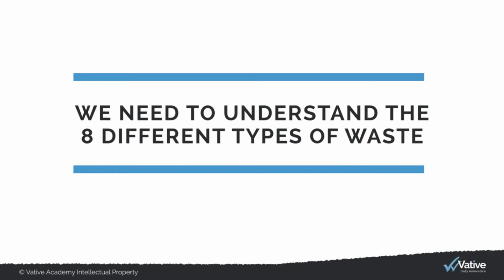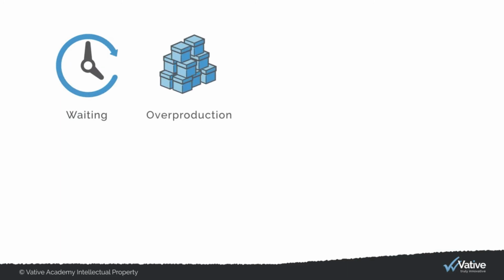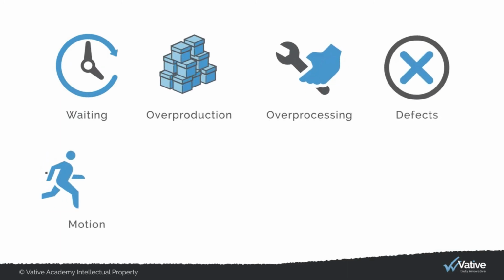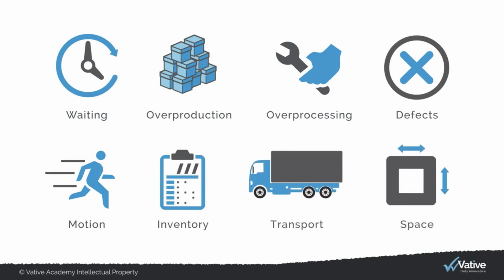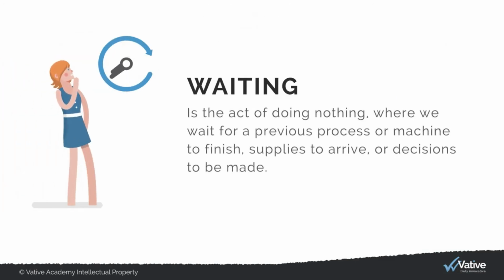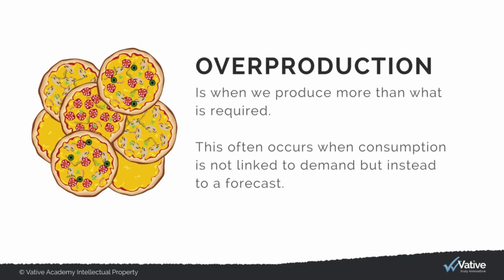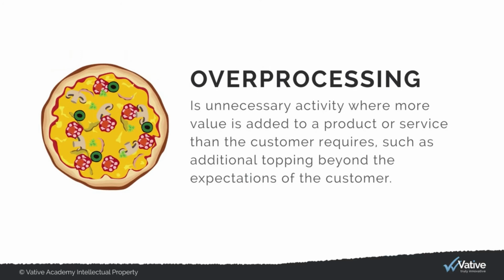To identify waste effectively, we need to understand the 8 different types of waste, which are waiting, overproduction, overprocessing, defects, motion, inventory, transport, and space. Waiting is the act of doing nothing, where we wait for a previous process or machine to finish, supplies to arrive, or decisions to be made. Overproduction is when we produce more than what is required. This often occurs when consumption is not linked to demand but instead to a forecast. Overprocessing is unnecessary activity where more value is added to a product or service than the customer actually requires, such as additional topping beyond the expectations of the customer.